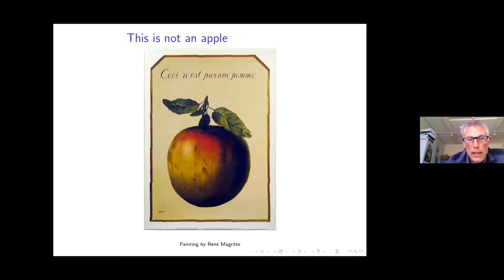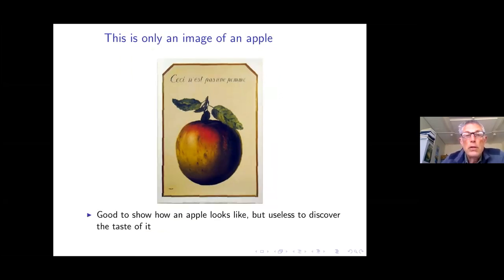This is a painting by René Magritte, and if you don't read French, it is simply written, this is not an apple. And of course, this is a bit disturbing. The first time I saw that, I said, well, is this painter so doubtful of his talent? For me, it's clearly an apple. So what's the problem? Actually, it's clearly not an apple. It's just an image of an apple.